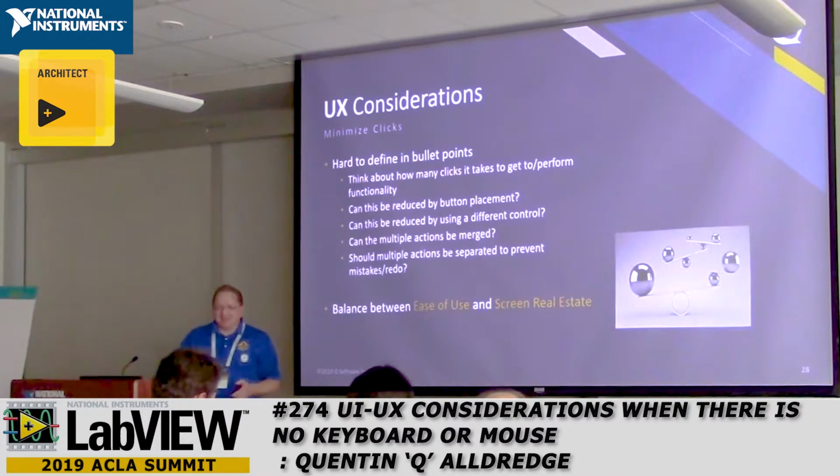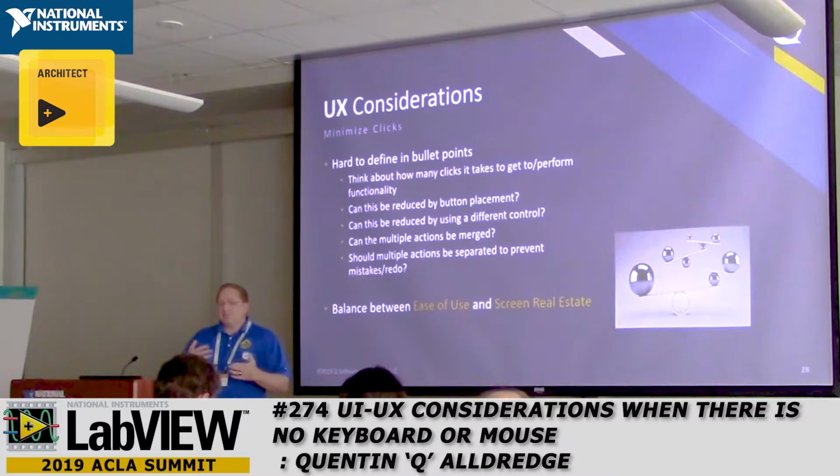Okay, now minimizing clicks is a little bit of a hard thing to describe because it's totally based on your use case. Can you reduce the number of clicks by rearranging the controls? Can you reduce the clicks by having one click mean multiple things, like selection and OK on a dialog box?